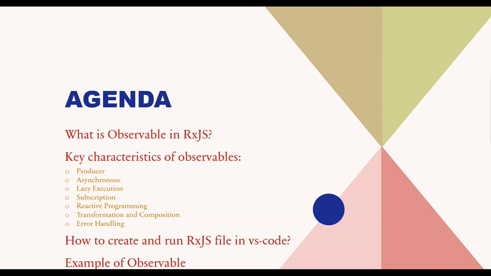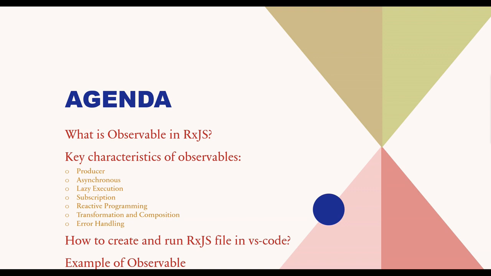The term observable is derived from the observer design pattern and is often used interchangeably with terms like data stream, event stream, or sequence. An observable can emit zero or more values along with optional error and completion signals, which can be observed and reacted to by the subscriber. Then we'll move to the key characteristics of observable.